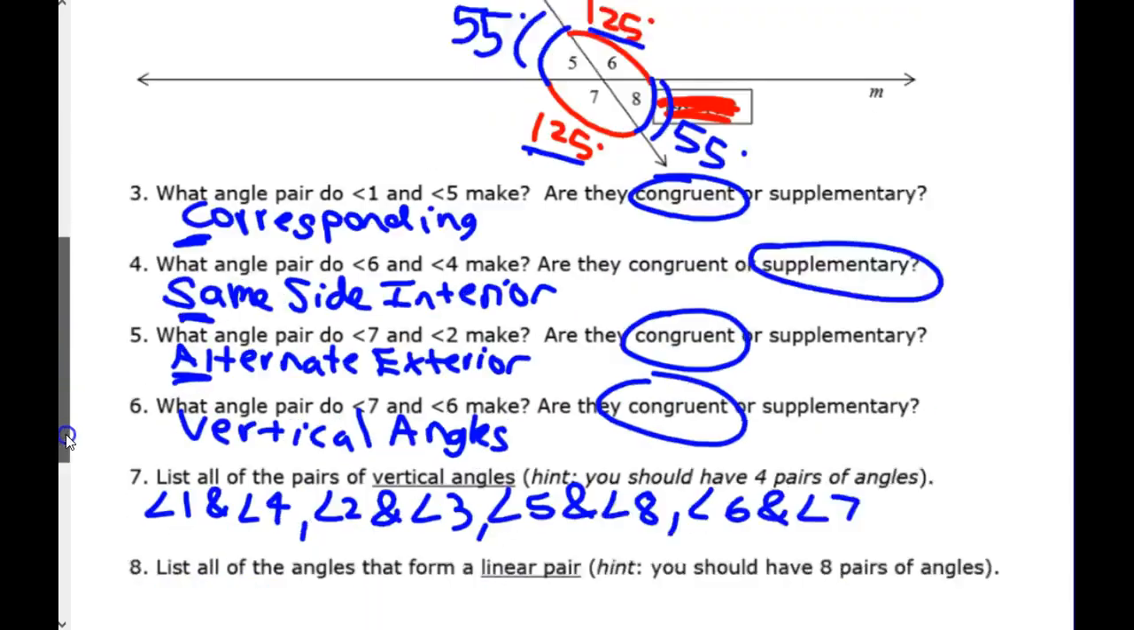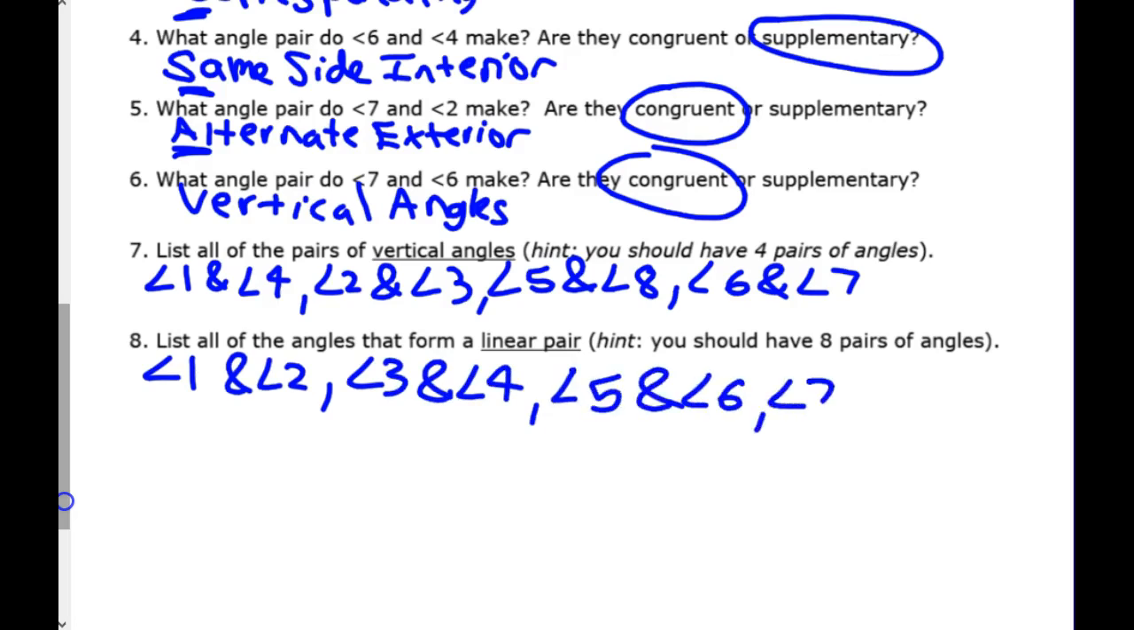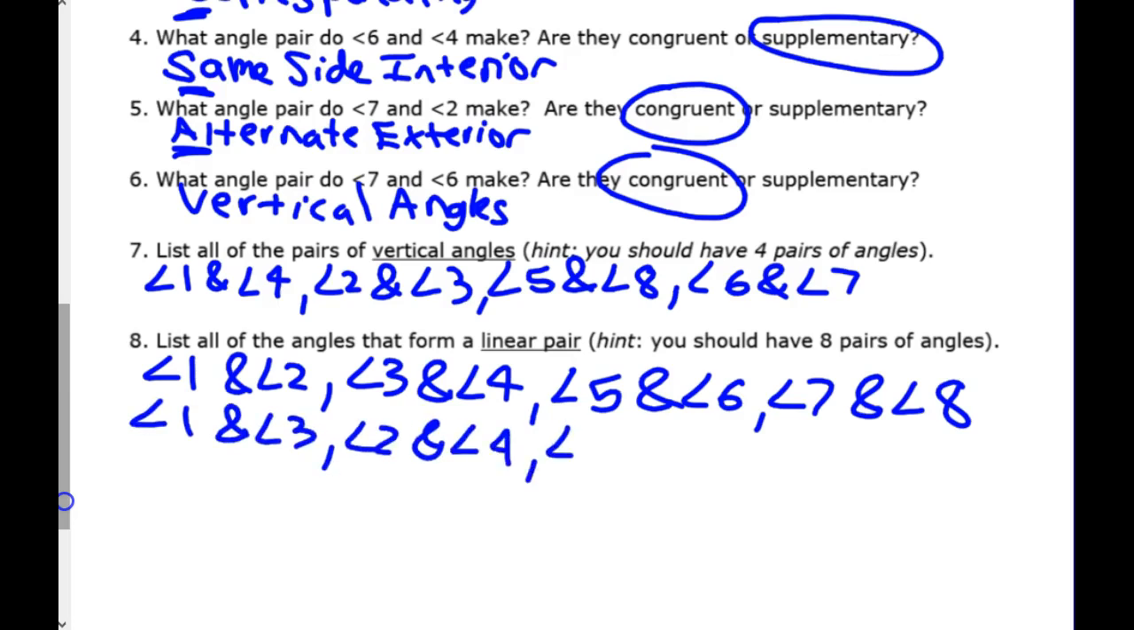And I know you don't have a lot of room, but we're going to squeeze it in there. So, here we go. 1 and 2, 3 and 4, 5 and 6, 7 and 8, and 1 and 3, 2 and 4, 5 and 7, and 6 and 8. I know that was fast. Write that down. Those are your 8 different linear pairs that make a straight line of 180 degrees.